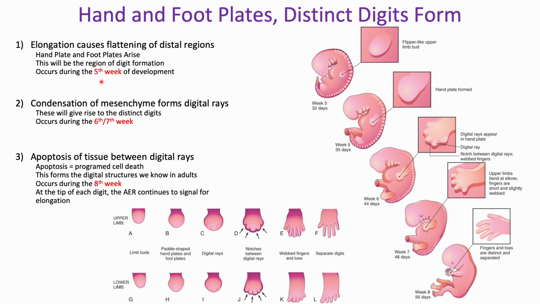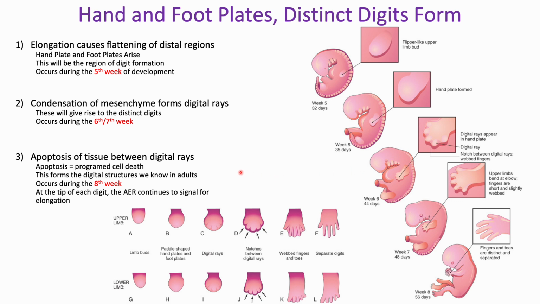Now, as the limb continues to grow, around the 6th and 7th week, you're going to have mesenchymal consolidation of the lateral plate mesoderm that are going to form what we call digital rays. So here are our digital rays. You can see that they're starting to look like fingers, but we have some tissue in between, all right, which we call digital webs. So this is happening around the 6th and 7th week. So you're starting to see something similar to digits, but there's still tissue in between.